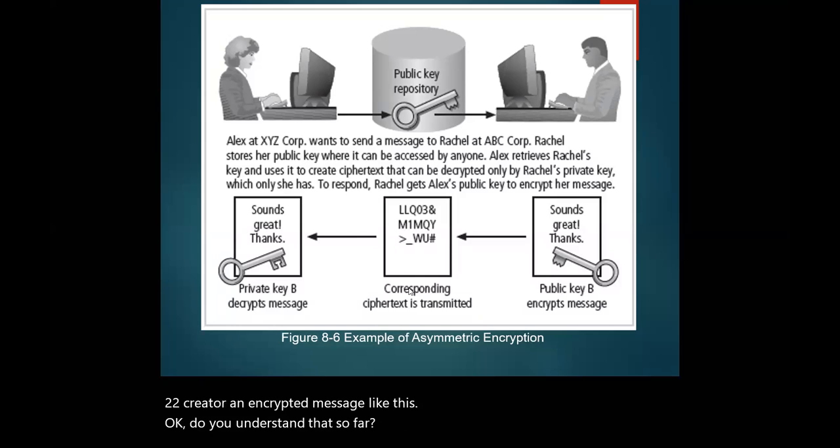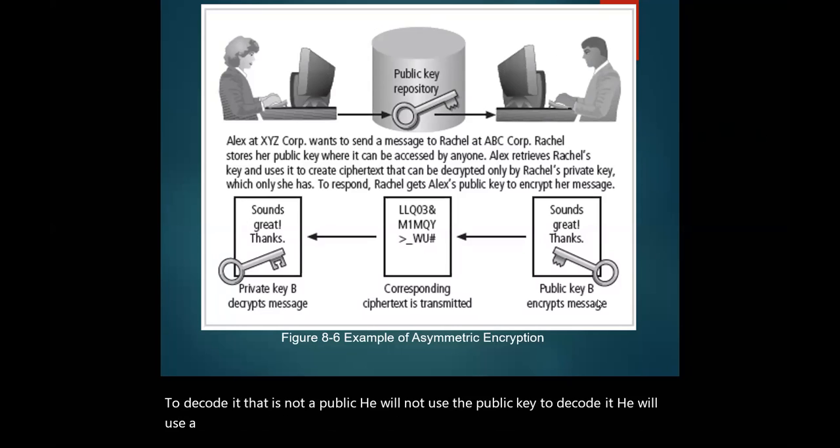Yeah, and then she sends that message. She does not know what Alex is going to use to decrypt that message. She has no idea. So even the person who is watching this cannot know. Only Alex has the key to decode it. That is not a public key. He will not use a public key to decode it. He will use a private key to decode it.